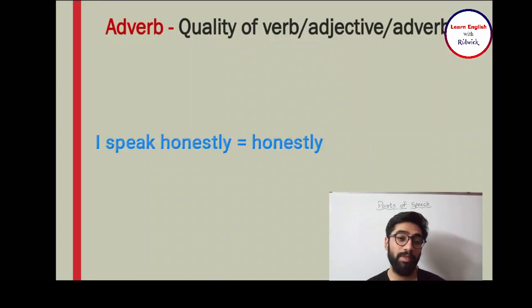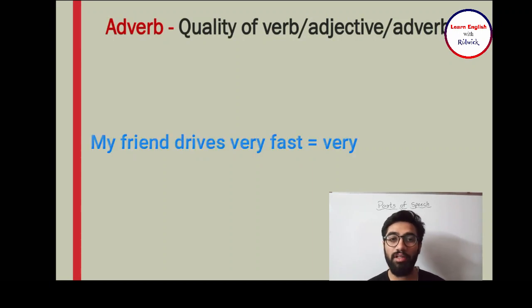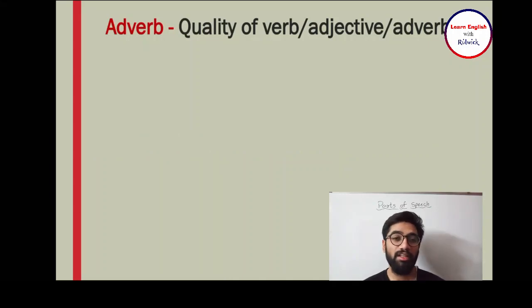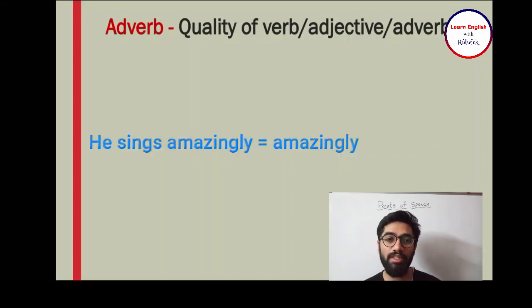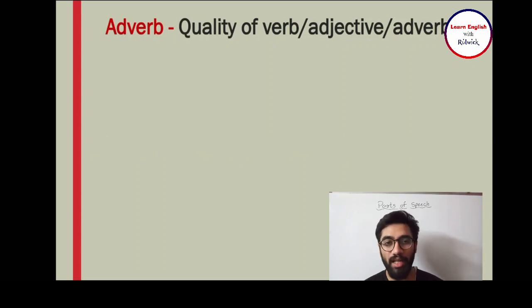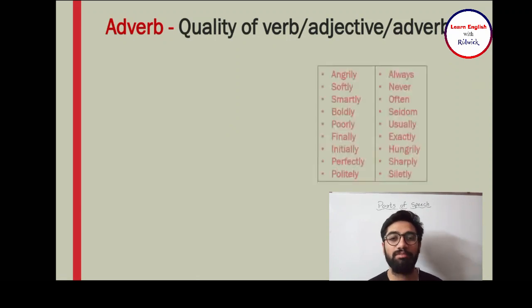If I say that I speak honestly, the word honestly defines the activity of the verb in this sentence. If I say that my friend drives very fast, then by using the words very and fast, we are qualifying the activity being performed. When I say that he sings amazingly, amazingly is a word which shows the quality of his singing. Likewise, we have different examples. Let's look at the table and understand.